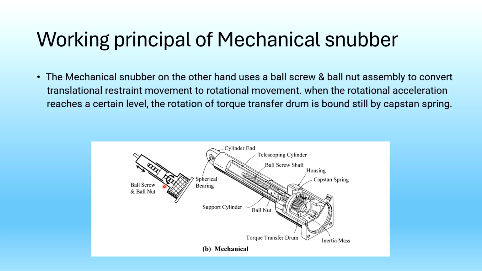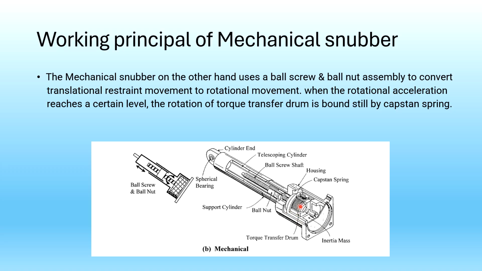So here, if you just see over here, this translational movement gives rise to the rotation of the ball screw and ball nut. Here the ball screw is inside, which you can see, and the ball nut over here. So this will rotate, comes into the rotational picture, and when the rotational acceleration is too high, it reaches a certain level where the rotation of the torque transfer drum, which we call the torque transfer drum, is bound still by the capstan spring.